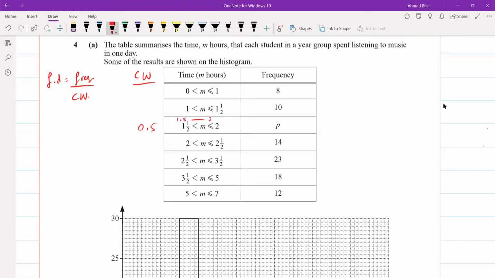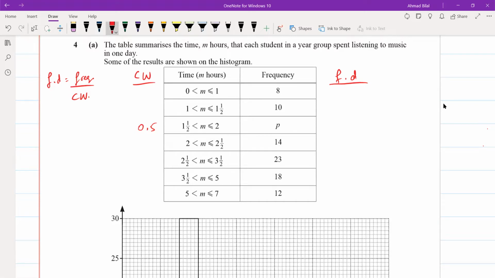तो class width कितनी होती है? Upper limit minus the lower limit, 2 minus 1.5, that is 0.5. Okay. अब यहाँ पे हम लिख लेते हैं frequency density. इसका एक column आ गया. फिर we need to fill out the other values in the next part, but let's just do it. So for p for now, अच्छा, तो ये class width हमारे पास 0.5 आ गई.